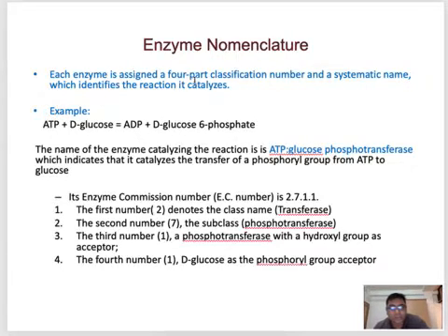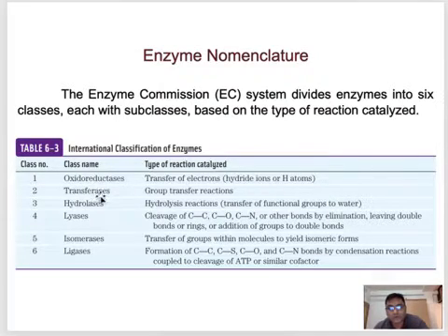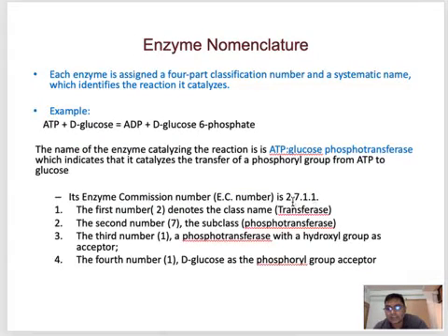So that means a phosphate group was transferred in this reaction, and this transfer of a phosphate group was done by this enzyme, ATP glucose phosphotransferase. According to the international system, the Enzyme Commission number of this enzyme is 2.7.1.1, 4 parts, and each part has a specific meaning. The first number, 2, denotes the class. Number 2 is transferase, so it's a transferase enzyme.